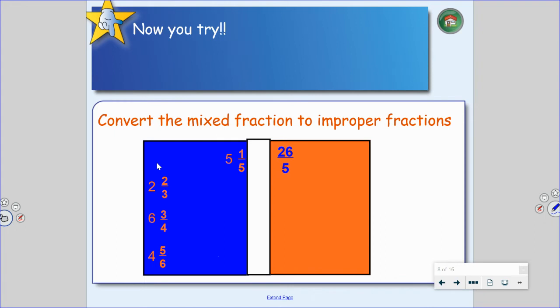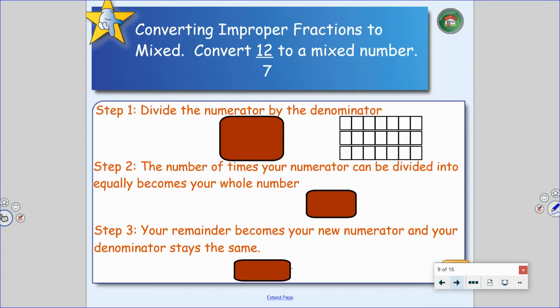2 wholes, 3 slices each, 2 threes is 6, plus another 2 is 8. So 8/3 is an equivalent fraction. 6 wholes at 4 slices each gives you 24 slices, but that's just the wholes. Add the 3 more parts, you're going to get 27/4. Last but not least, 4 and 5/6 will be the same as 29/6. If you need, pause, rewind, rewatch what parts that you might need or that you're a little weaker on. If you're strong with this stuff, let's keep on rolling.